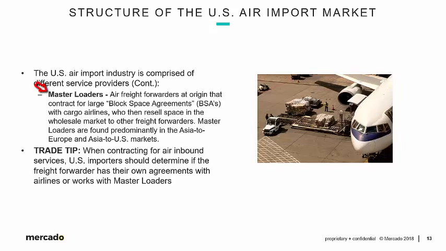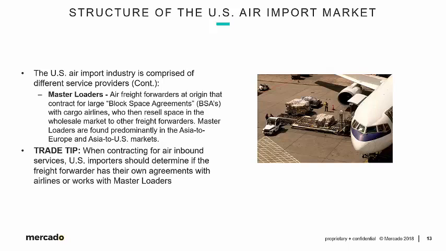Master loaders. This is a term you see mostly in Asia, sometimes confused with a GSA, but master loaders are a little bit more big time than GSAs. Master loaders are air freight forwarders at origin that contract for large, what are sometimes referred to as block space agreements, BSAs, with cargo airlines, who then resell space in the wholesale market to other freight forwarders. These are big freight forwarders that buy blocks of space on aircraft. That's why they're called block space agreements. As we said, master loaders are found predominantly in the Asia to Europe and Asia to US markets.